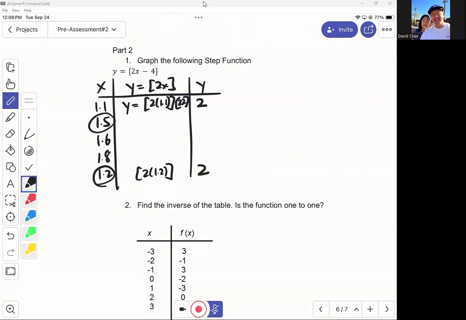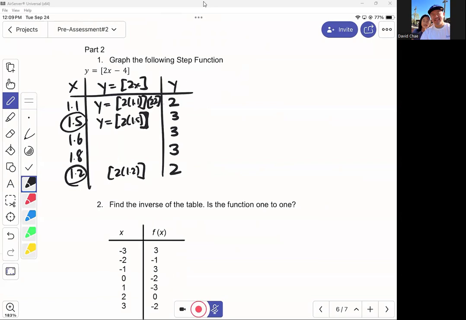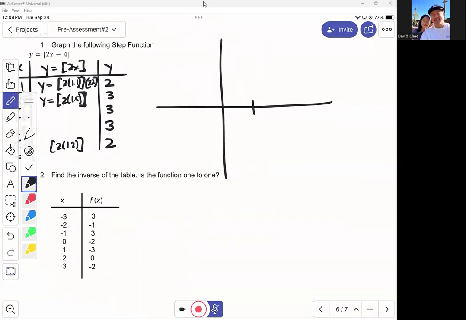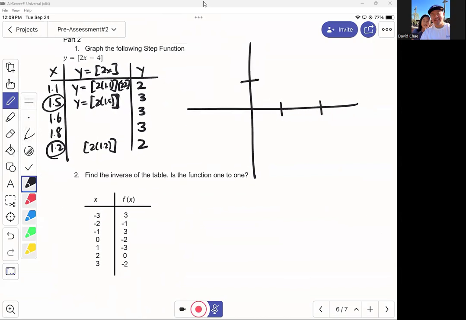What happens at 1.5? What's the y value? 3, right? These are all 3. Because y is equal to 2 times 1.5. 2 times 1.5 is 3. The step function of 3 is 3. They all become 3. So if I were to graph this here, at 1.1, here's 1, here's 2. 1.1 and 2 is right here.